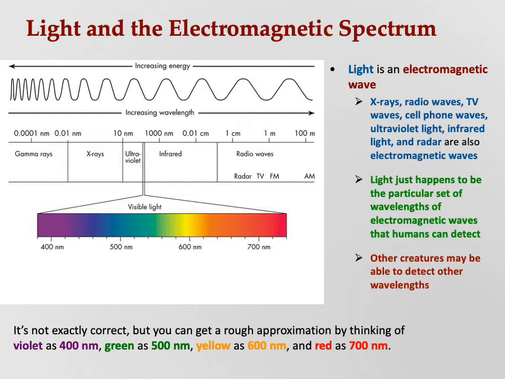Now, it's not exactly correct, but you can roughly think of violet or purple light as being around a 400 nanometer wavelength. Green is around 500. Yellow is around 600. Red is around 700. Again, it's not exact, but it's just a rough guideline to keep in your head so you know roughly what the different colors are, how they correspond to different wavelengths of light.